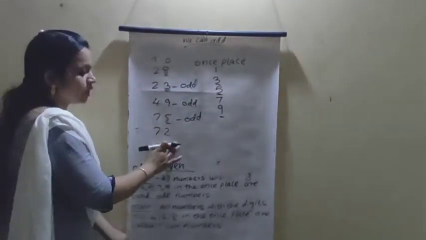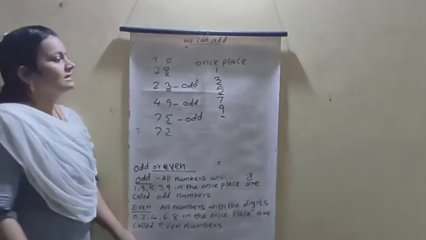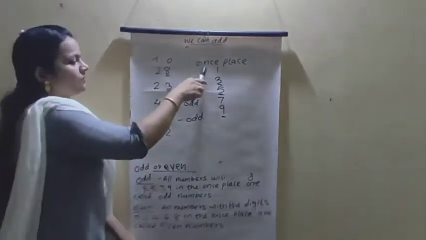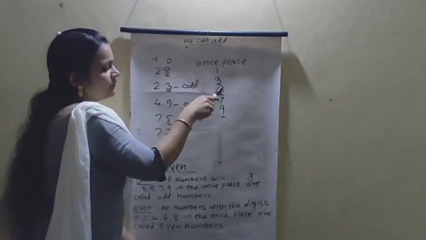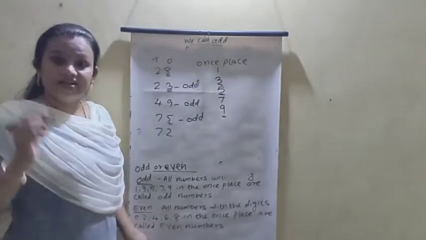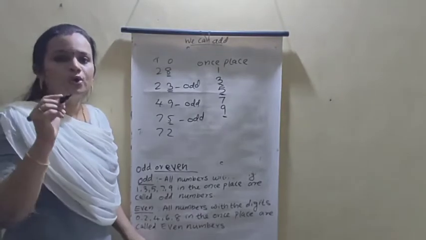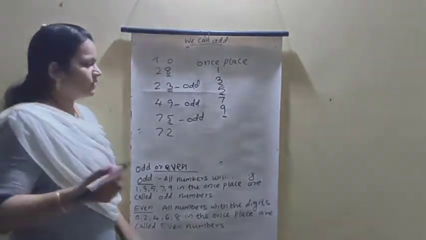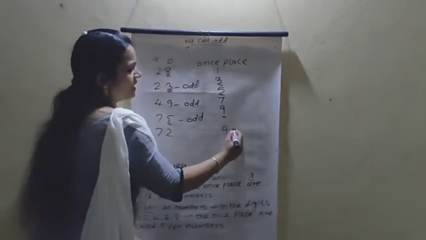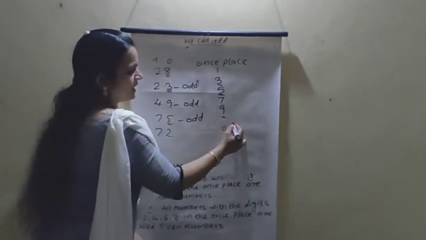So this is not an odd number. Always remember these 5 numbers: 1, 3, 5, 7, 9. If they are in the ones place, that number is called an odd number. Understood? Any number is given, you just check the ones place.